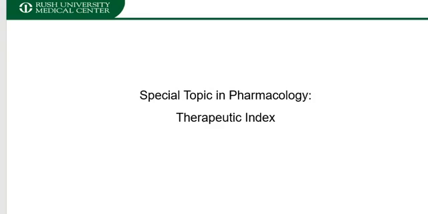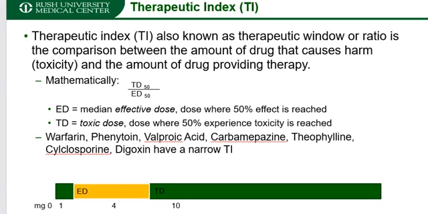So this next mini lecture is going to examine a special topic in pharmacology called the therapeutic index. The therapeutic index, also known as the therapeutic window, is a mathematical ratio between the TD50 and the ED50, which is shown here. The ED50 is the median effective dose, or the dose at which 50% of an effect is reached.